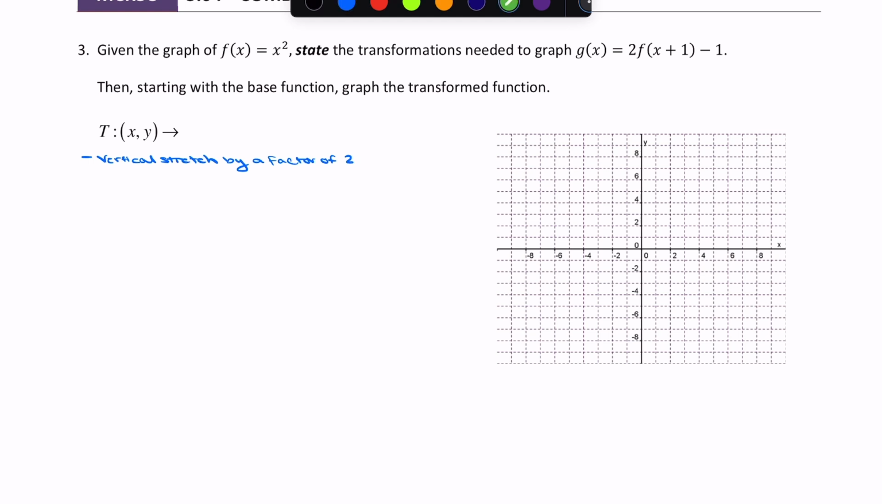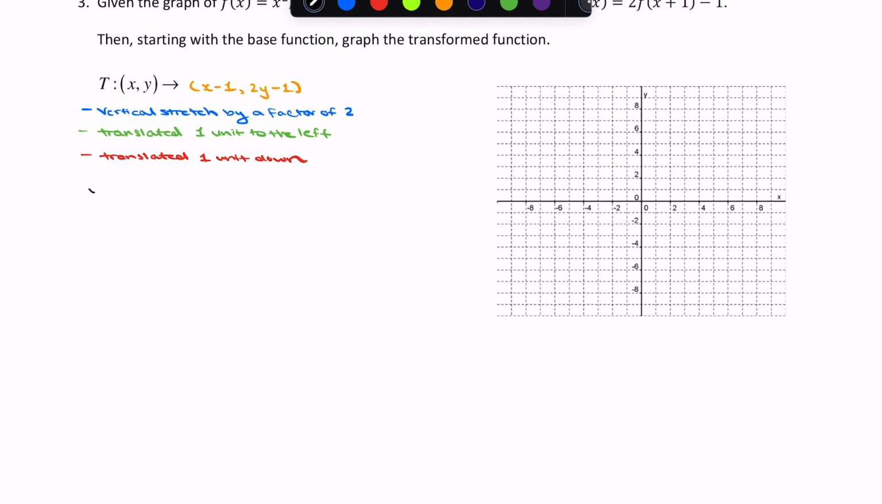And we have a couple of translations here. Again, we have this function is translated 1 unit to the left and translated 1 unit down. So here, if we look at our mapping notation, it would be x minus 1 and 2y minus 1.